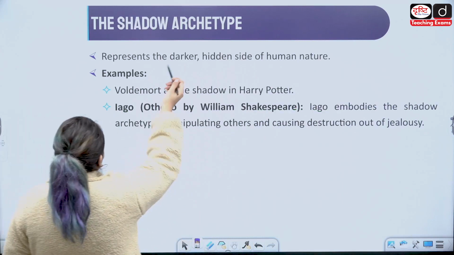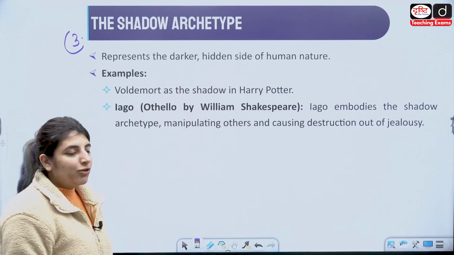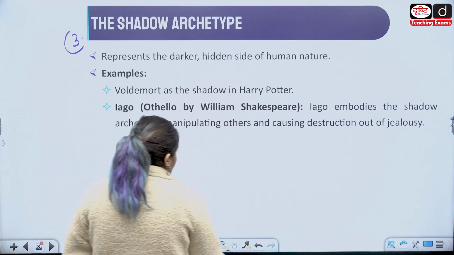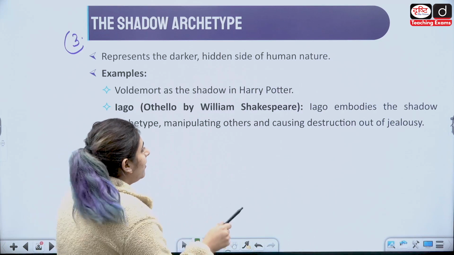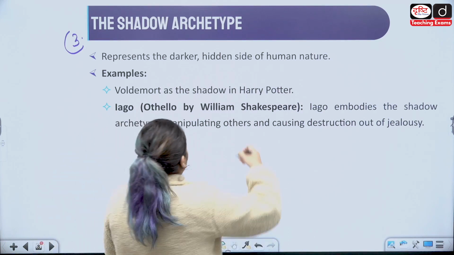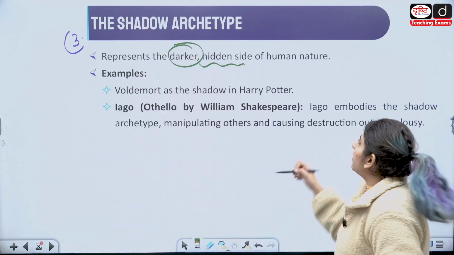Then we have the shadow archetype. I will keep on giving you the example of Mahabharata only here now, along with the other examples that are here. So shadow archetype, what is a shadow? Parchhai. So here, shadow is trying to signify some sort of hidden or darker side of the human mind or human nature.